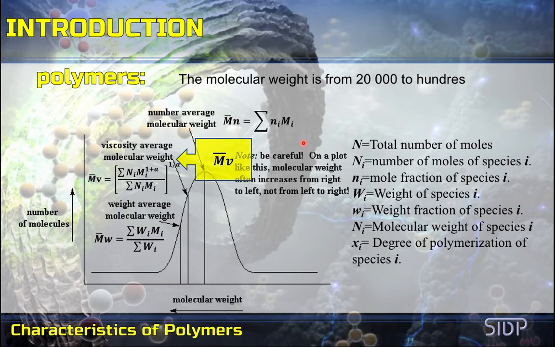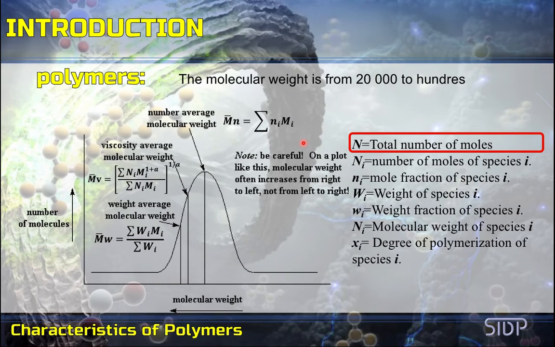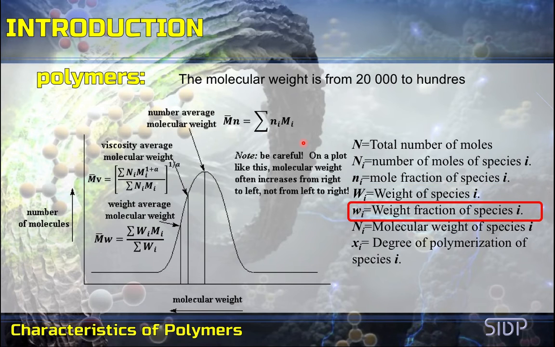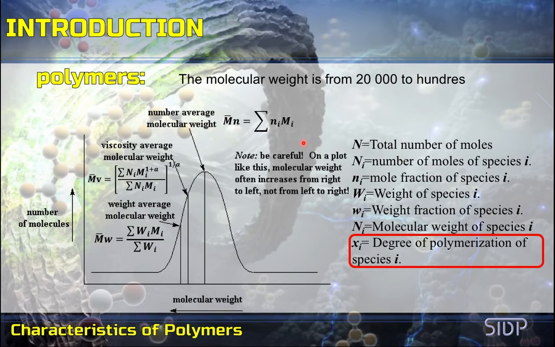Consider a sample of a polydisperse polymer of total weight W, in which N is the total number of moles, and Ni is the number of moles of species i. In other words, the molecules of the same size. Lowercase ni is the mole fraction of species i. Wi is the weight of species i. Lowercase wi is the weight fraction of species i. Mi is the molecular weight of species i. Xi is the degree of polymerization of species i.